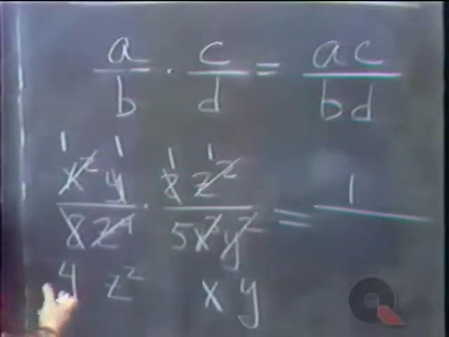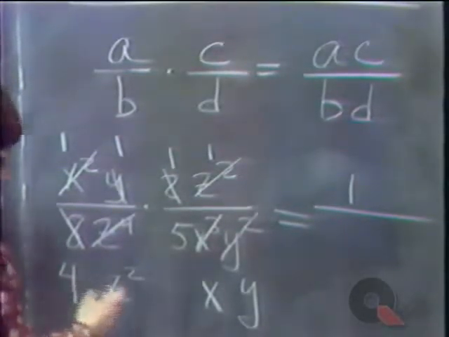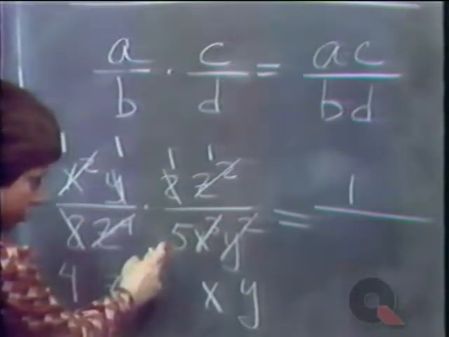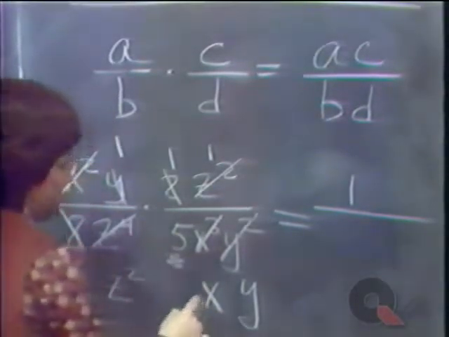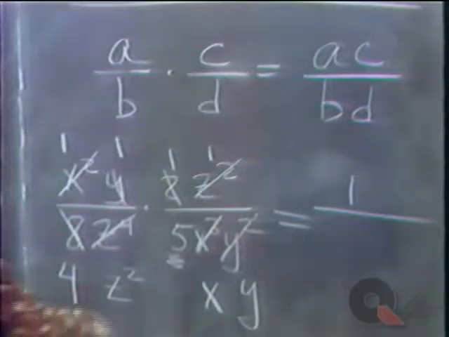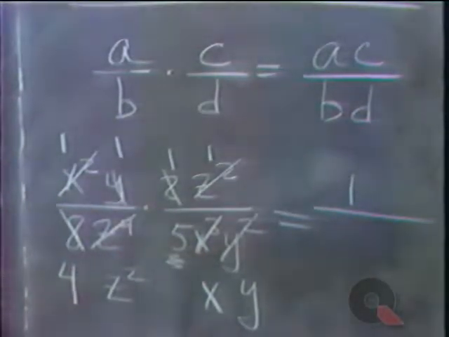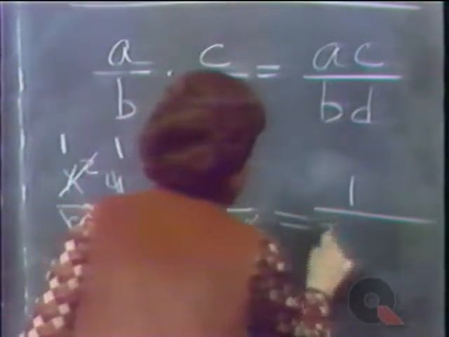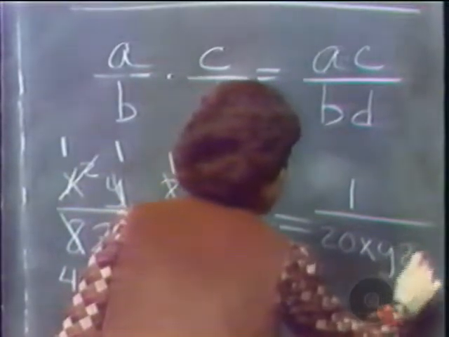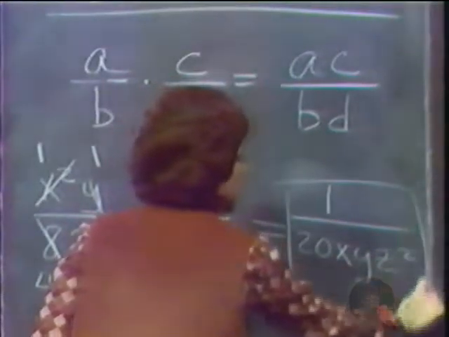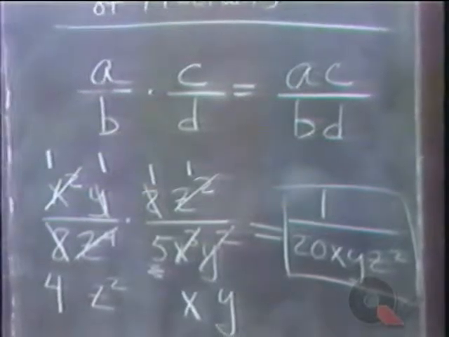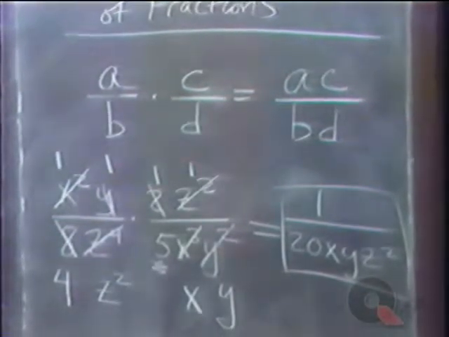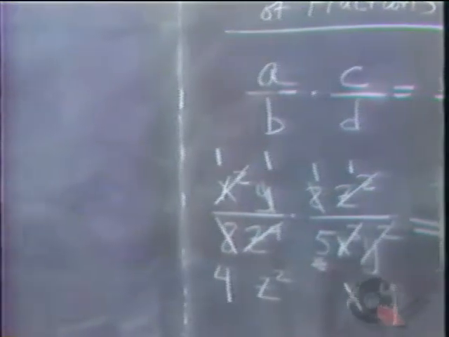On the bottom, let's see what we have. We have 4 times z squared times 5. This was not canceled, okay? Times x times y. So we have 20 xy z squared. One over 20 xy z squared. Okay, let's try another example.